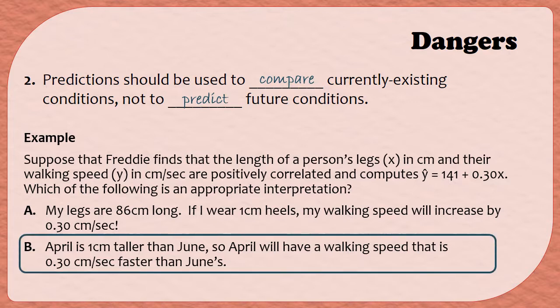Option B is the one that makes sense because it compares two currently existing conditions. We're not predicting what will happen as a result of changing something.